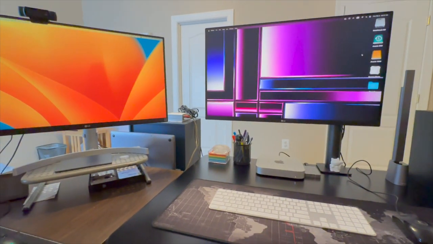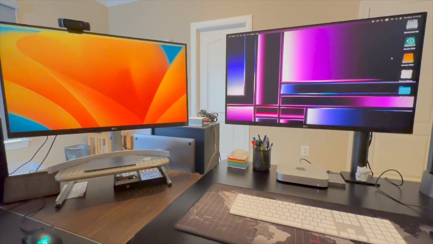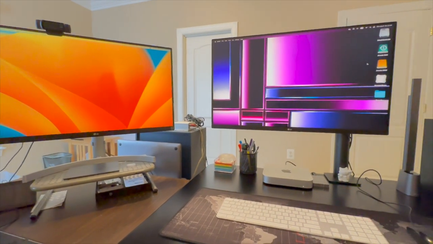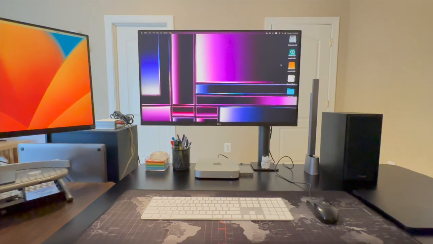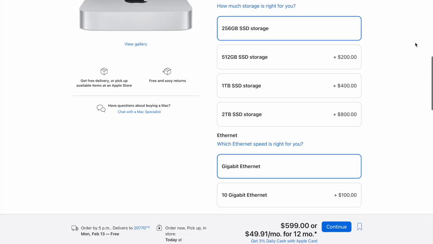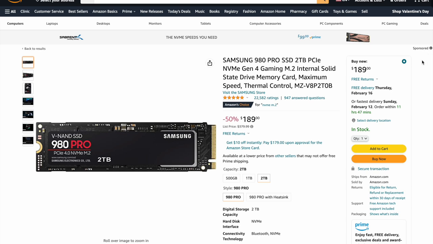In this video, I'm trying to explain why you need an M.2 SSD, especially if you choose a MacBook or Mac Mini with smaller memory settings. The most important reason, of course, is the money. On Apple's website, for a 2 TB SSD storage, you need to pay an extra $800. On the other hand, you can purchase a top grade M.2 SSD for only around $190.